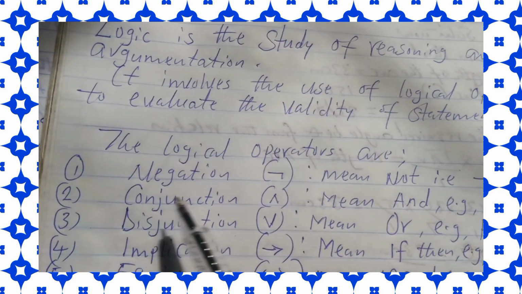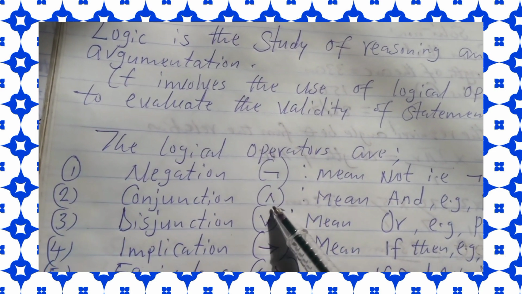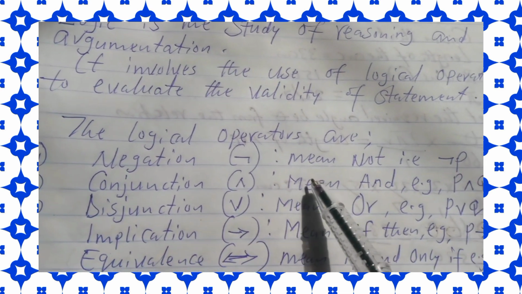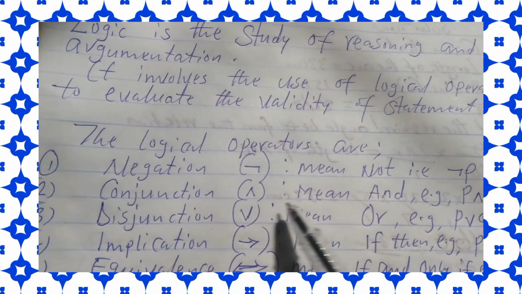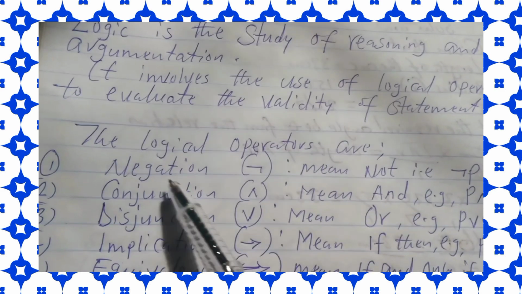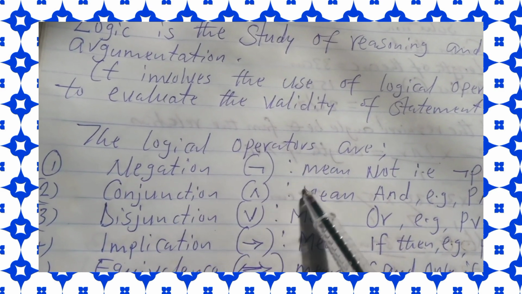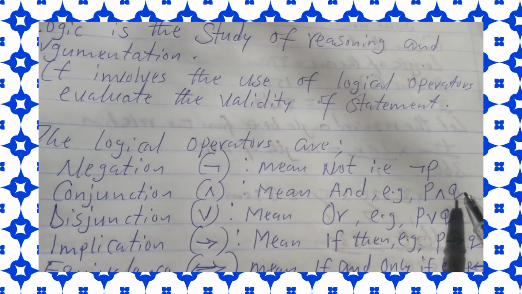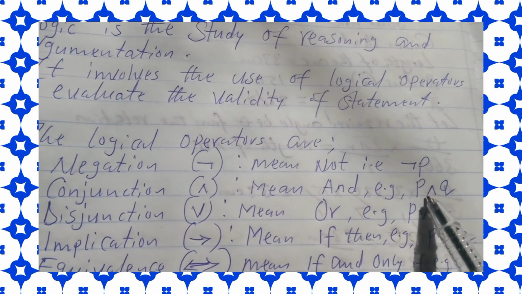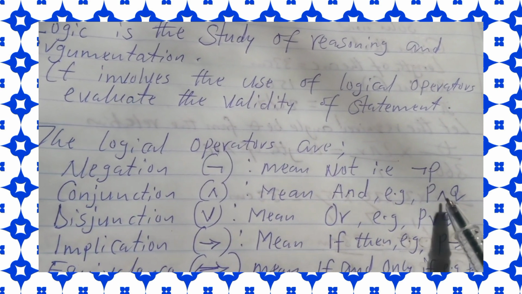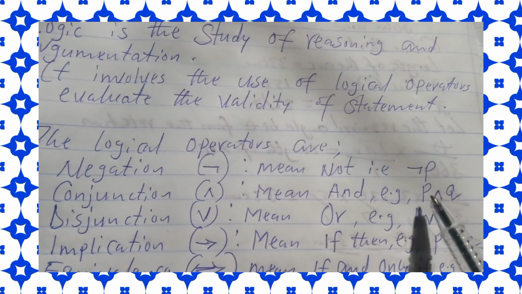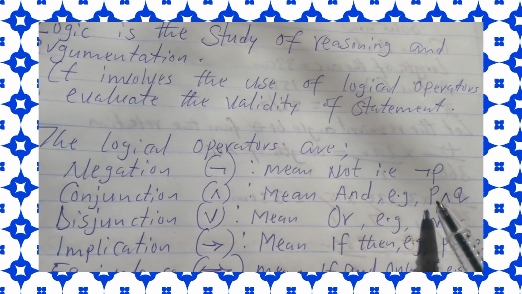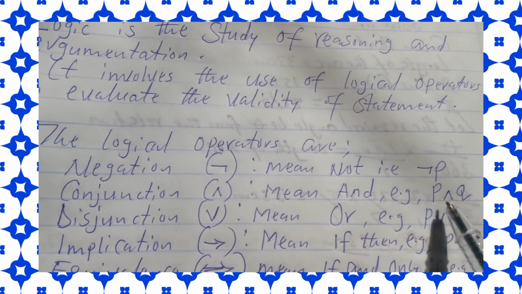Then number two, we have the conjunction. This symbol simply means the conjunction, and it's one of the logical operators, and it means and. We call it conjunction, but what this symbol means is and. For example, we see P and Q. This is called conjunction in logic, and what it simply means is and. That means connecting two things together. That is what this particular symbol is all about.